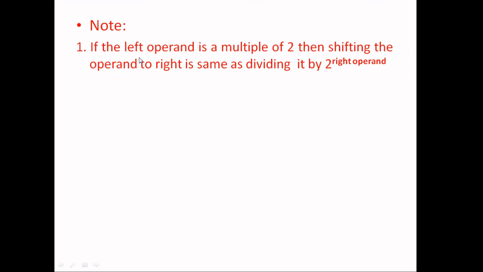If you shift by 1, you have here 0 1 0 0 0 0 0 0. You have shifted by 1 and it has changed from 128 to 64 in decimal. That means the rule says that it is equivalent to dividing the number by 2. That is why this rule is applicable only when the left operand is a multiple of 2.